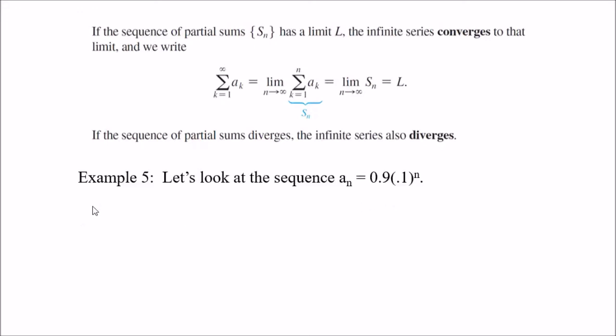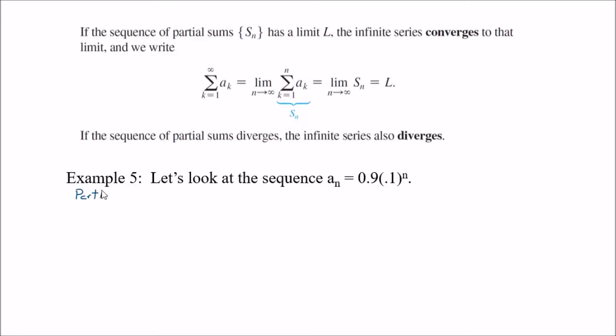A sub n equals 0.9 times 0.1 to the n. So let's write out the partial sums. So what we want to look at is, do these partial sums, does the sequence of the partial sums converge or diverge? Does the infinite series have a solution? So in order to do that, the first thing we're going to need to do is write out the terms of the sequence itself. So we want to write out the terms of the sequence A sub n.